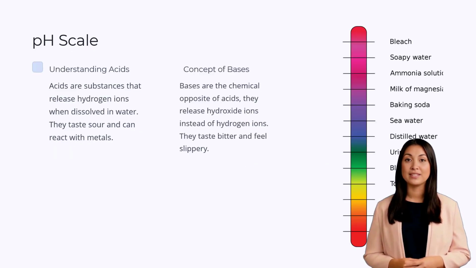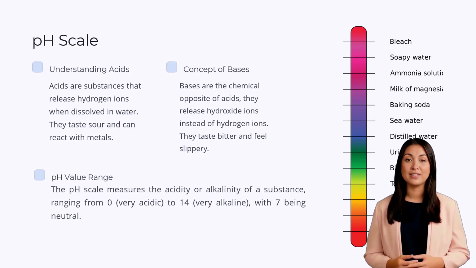The pH scale is a significant instrument to measure the acidity or alkalinity of a substance. It ranges from 0 to 14, with 7 indicating neutrality. Acids are compounds that release hydrogen ions once dissolved in water and are acidic in taste. On the other hand, bases release hydroxide ions instead of hydrogen ions and are known for their bitter taste and slippery feeling. The practical uses for acids and bases are various and must be used with caution.